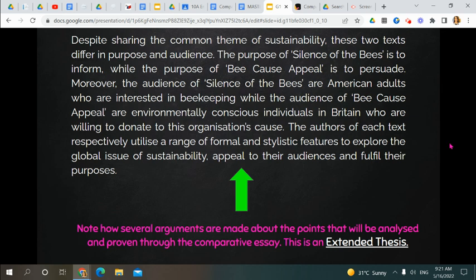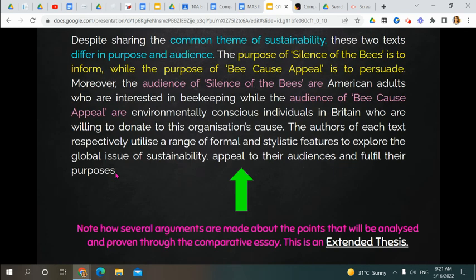So guys, what you can see here is that there are several different points being made, okay? And these points are all going to be analyzed and proven later. So this is what we call an extended thesis. And if you count up all of the full stops, there's 1, 2, 3, and 4. So this is a 4-sentence thesis. That's why it's called an extended thesis. Now, have a look at what I've highlighted here.